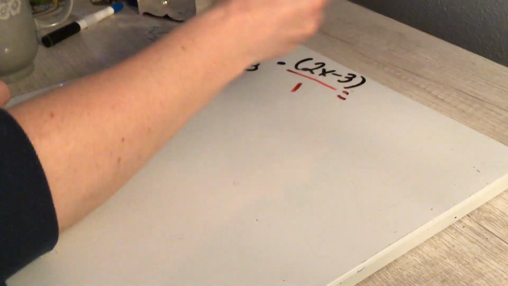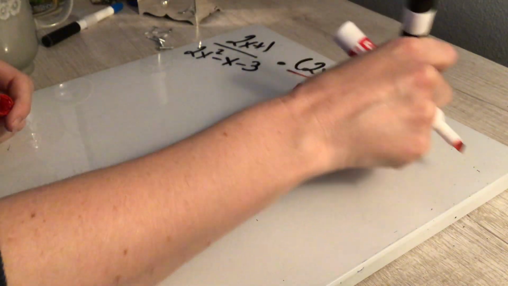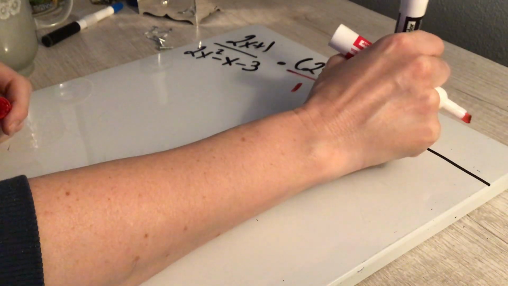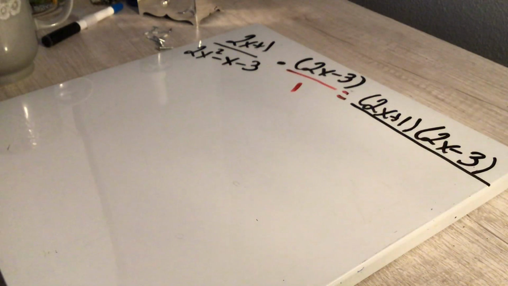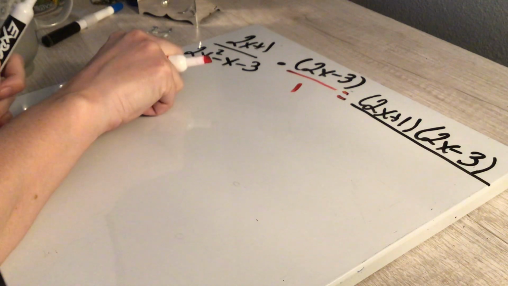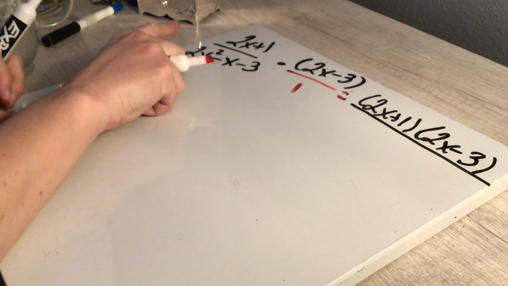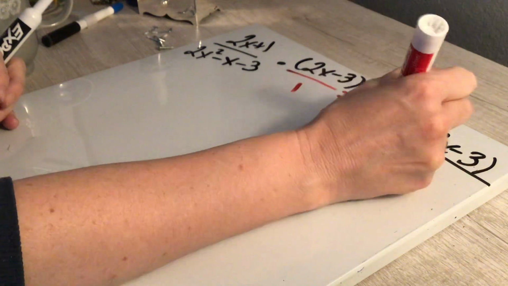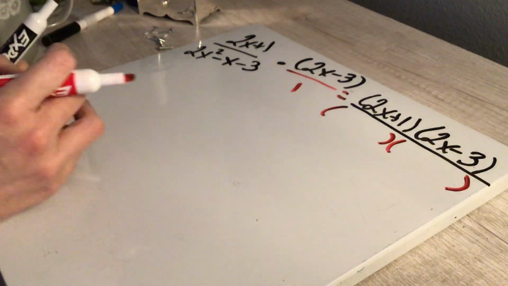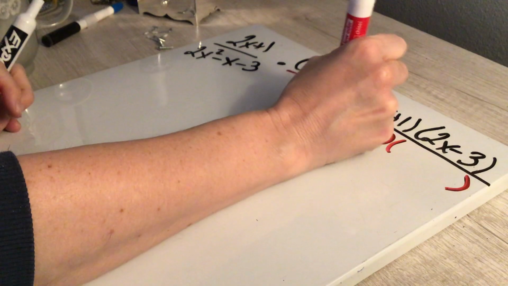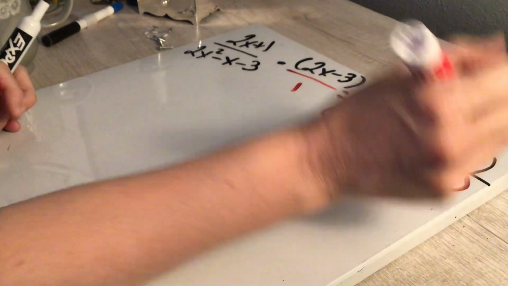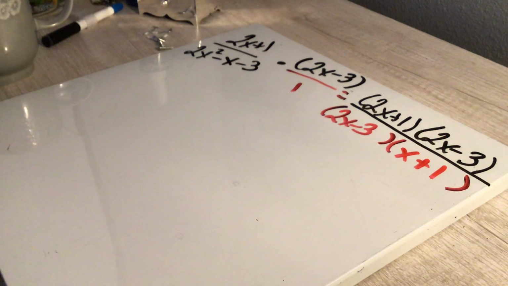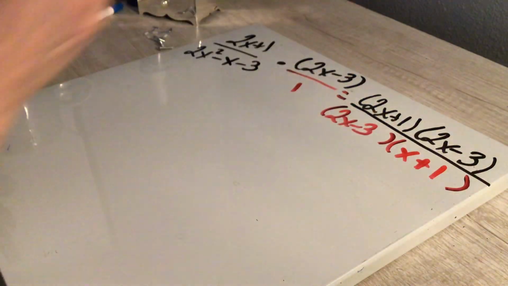Okay, then I'm going to factor. So I can't factor 2x plus 1, it's already factored, times 2x minus 3. That's our numerator. Then we're going to factor 2x squared minus x minus 3. So factors of 2 and negative 3 that add up to negative 1 would be 2x minus 3 and x plus 1. Okay, then it's times 1, because that's this denominator.